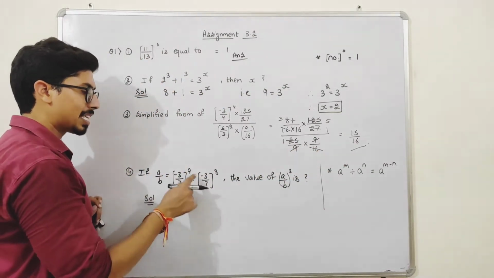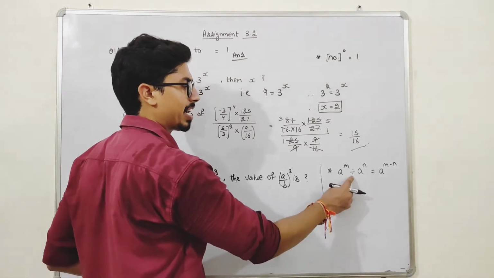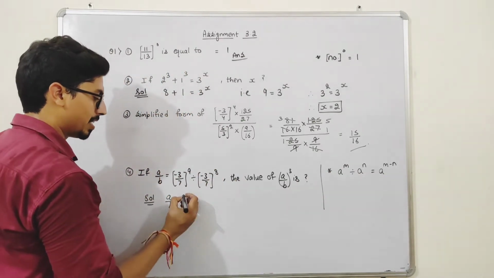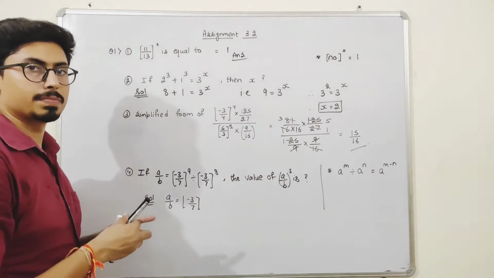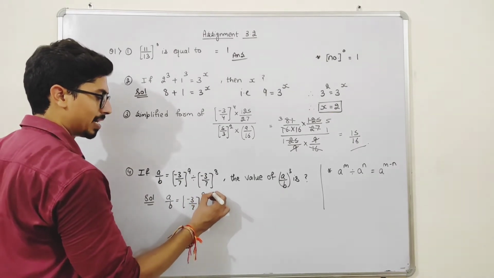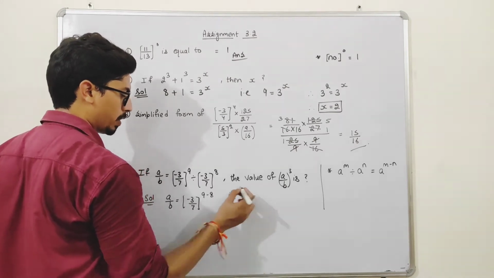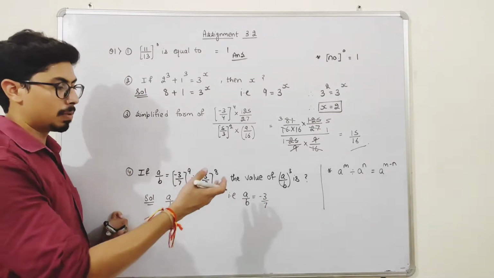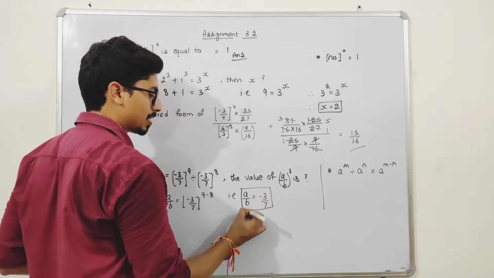See, minus 3 by 7, minus 3 by 7, both the bases are the same. When both the bases are the same and they are in division like this, write the base as it is, that is minus 3 by 7 as it is, and subtract the powers. 9 minus 8 will be 1. That is, a by b is equal to minus 3 by 7 raised to the power 1. Raised to the power 1 will be the same, so a by b is minus 3 by 7.